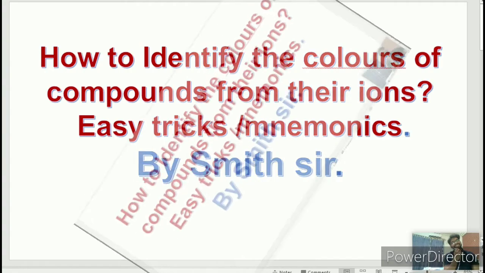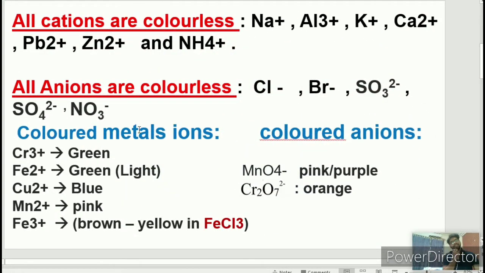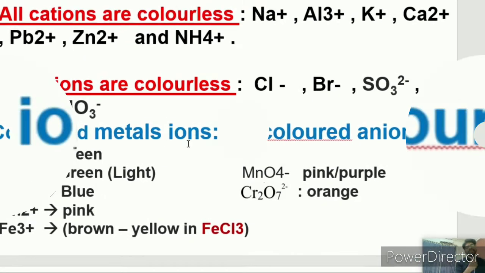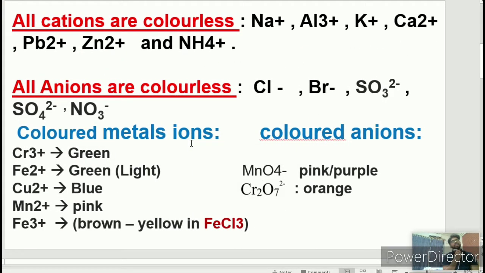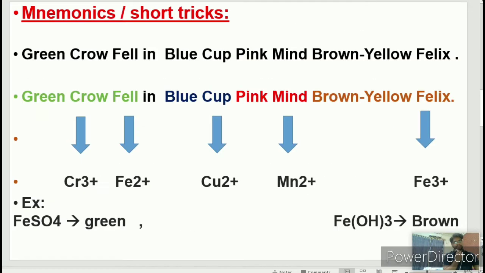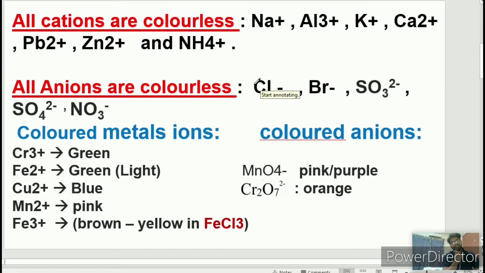Let's get going. Some of the students asked me yesterday in class, "Teacher, could you please make some kind of tricks? It is very difficult to remember all the cations and all the anions." And of course, there are colored metal ions and colored anions. So I said, let me try my best to make some tricks that will help you identify the color of cations and anions. Before learning the tricks, let's get into the basics first, and then I will explain how the trick has to be applied.